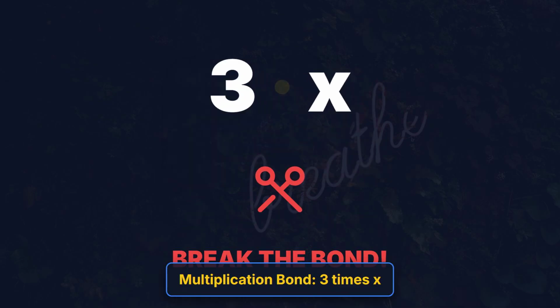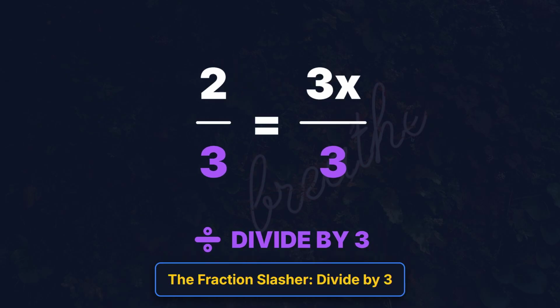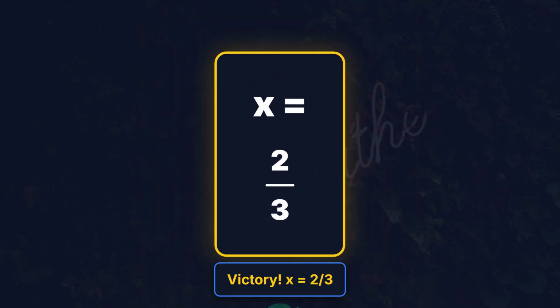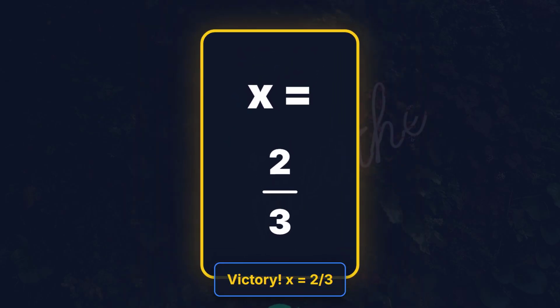But remember, 3x means 3 times x. The ultimate enemy of multiplication is division. To break this final bond and set x completely free, we divide both sides by 3. The 3's cancel out on the right, leaving x isolated. Our mystery number is officially found. X equals 2/3.